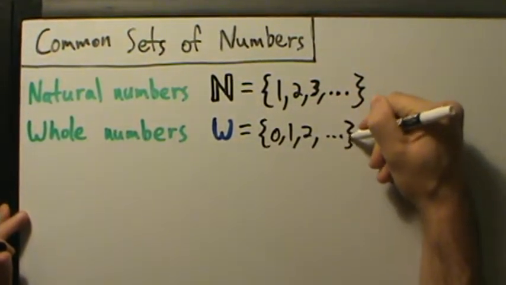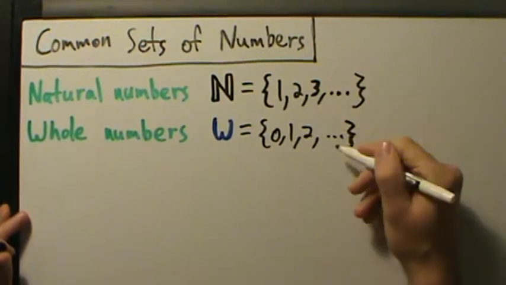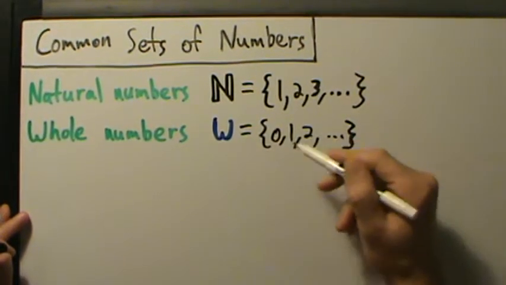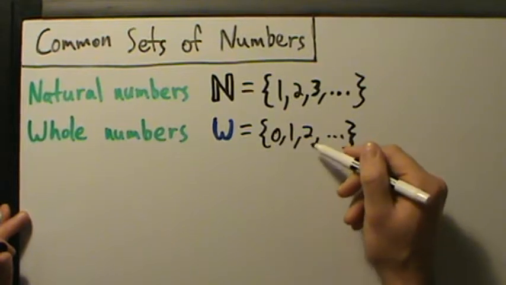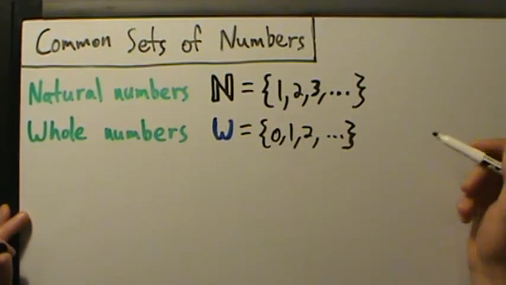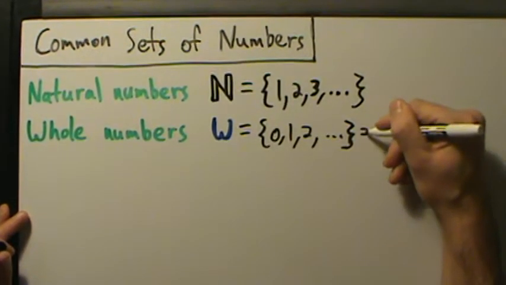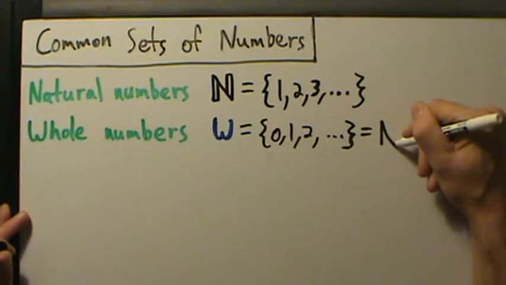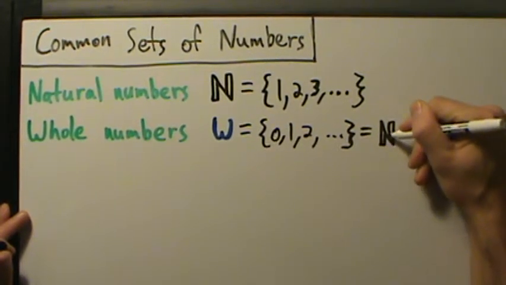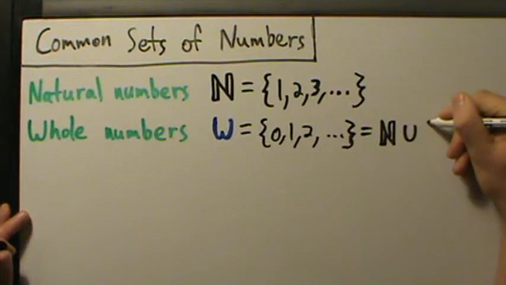What does the dot, dot, dot mean? It means continue the pattern I established here: 0, 1, 2, 3, 4, 5, 6, 7, so on and so forth. Notice this is actually just all the natural numbers, as we already said, union with 0.